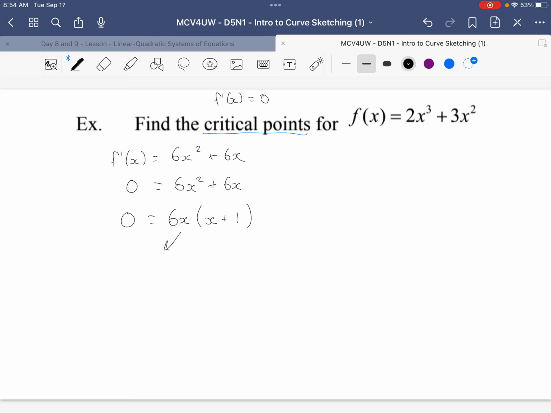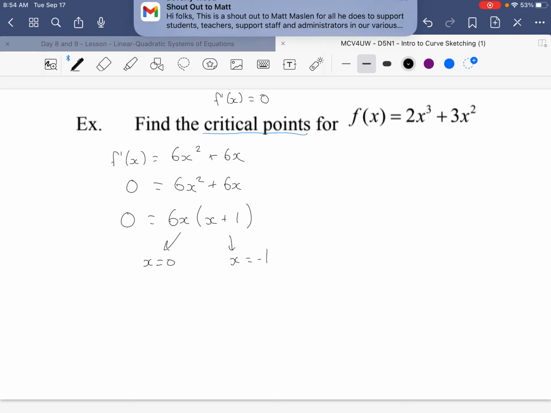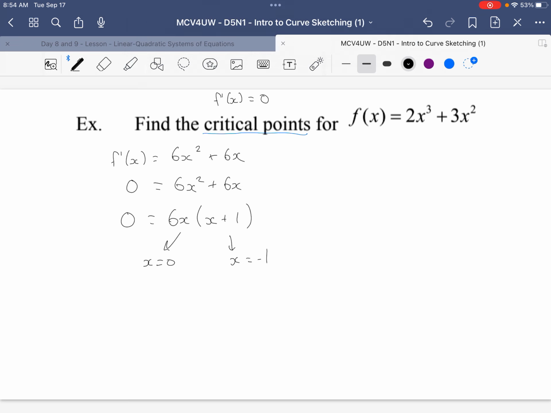And therefore, that's when x equals 0. That's when x equals -1. But remember, this is asking for the critical points, not just the x values. We have y values as well. When x is 0, if I plug a 0 into my function, well, this would be 0, and this would be 0.